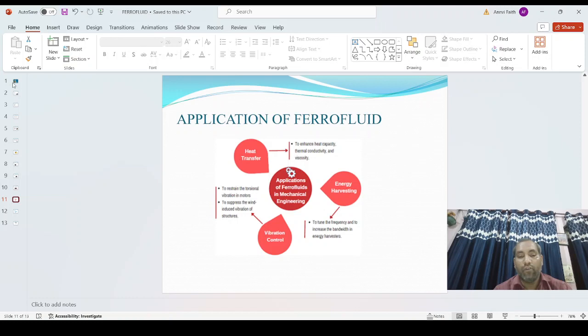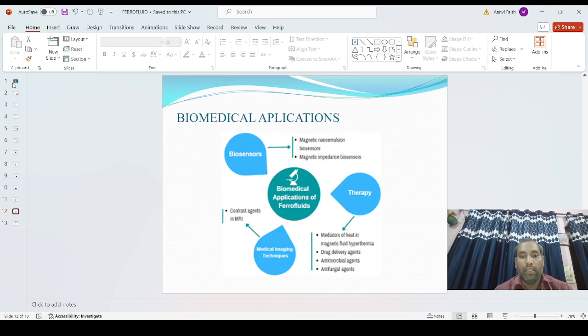So if we look at the possible applications of ferrofluids, they are very much utilized in different areas of research and application. Like in heat transfer, to enhance the heat capacity, thermal conductivity and viscosity. Second is energy harvesting, to tune the frequency and to increase the bandwidth. Also in vibration control, to retain the torsional vibration in motors and to suppress the wind-induced vibration of structures.